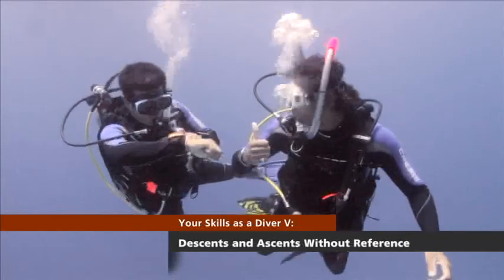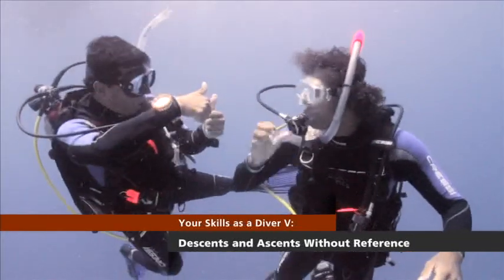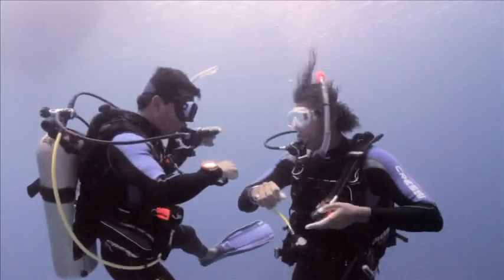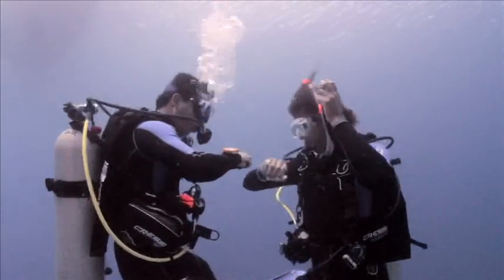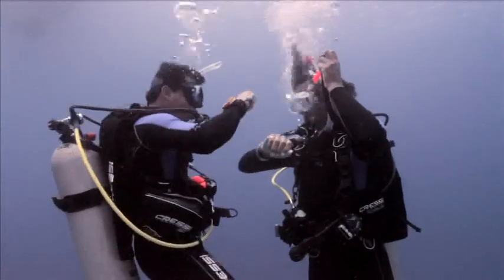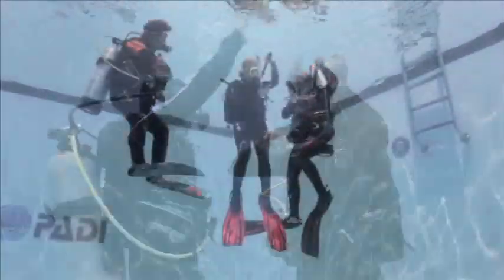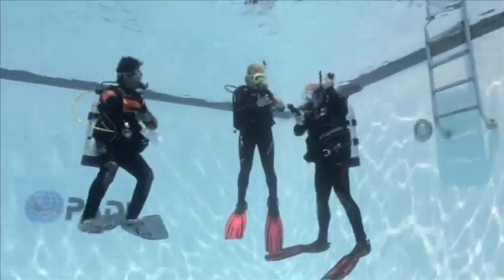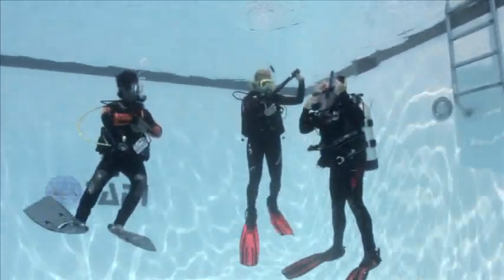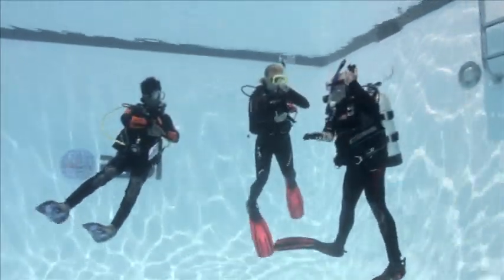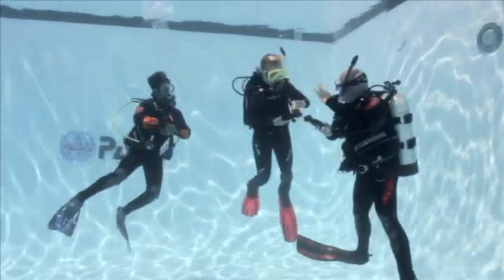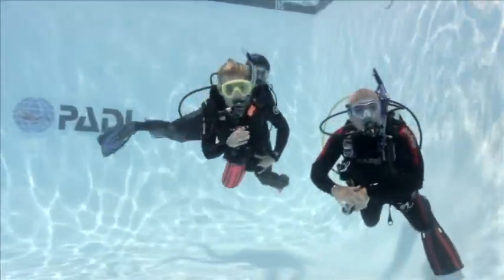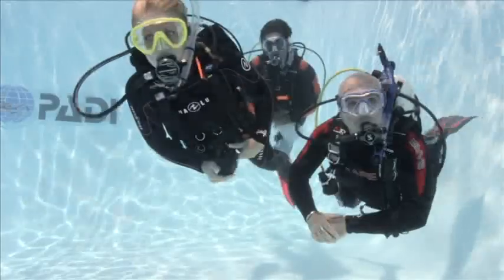Sometimes you have to descend or ascend without a reference that you can see or touch. Follow the same 5-point descent and ascent steps you've already learned, but watch your computer and control your speed with your BCD. To practice this in confined water, ignore any visual clues and reference your buddy and your computer. As you descend, equalize, maintain contact, and adjust your buoyancy. Don't rush. It's easier to control a slow descent than a rapid one.